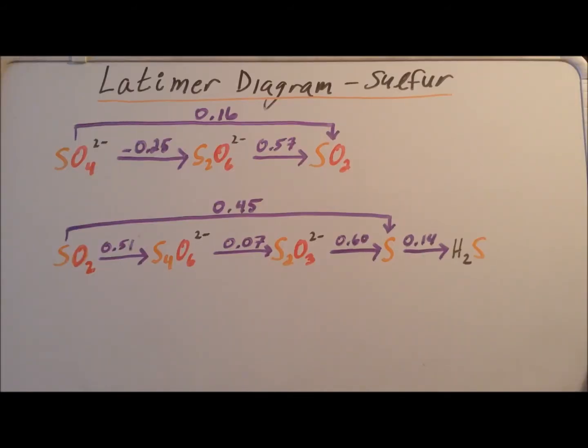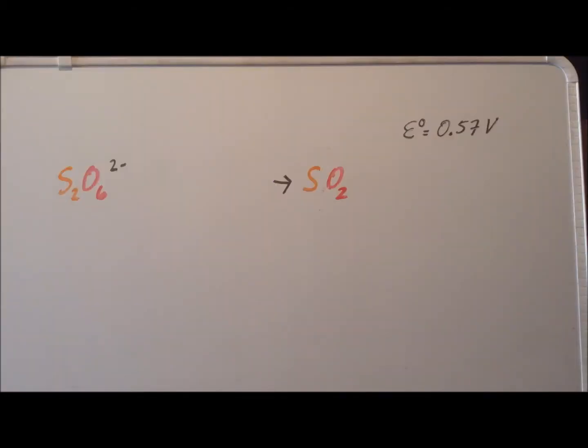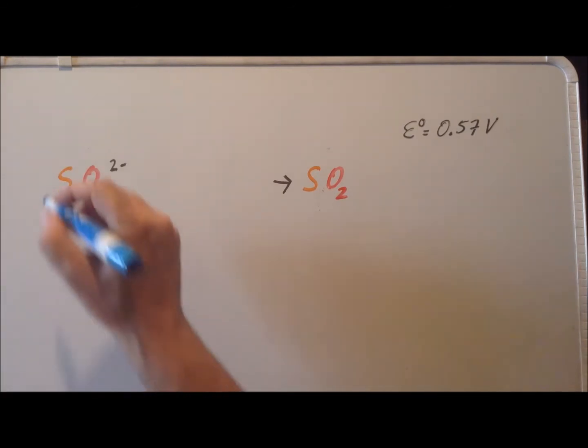The second step that we are going to look at is the reduction of dithionate ion to sulfur dioxide, which is a gas. In the next step of the Latimer diagram for sulfur in acidic solution, we have the reduction of dithionate ion to sulfur dioxide, which is a neutral molecule and is a gas at room temperature. Again, we want to figure out the oxidation numbers of sulfur in each case, and we saw in the previous reaction that in dithionate ion, the oxidation number of sulfur is +5.